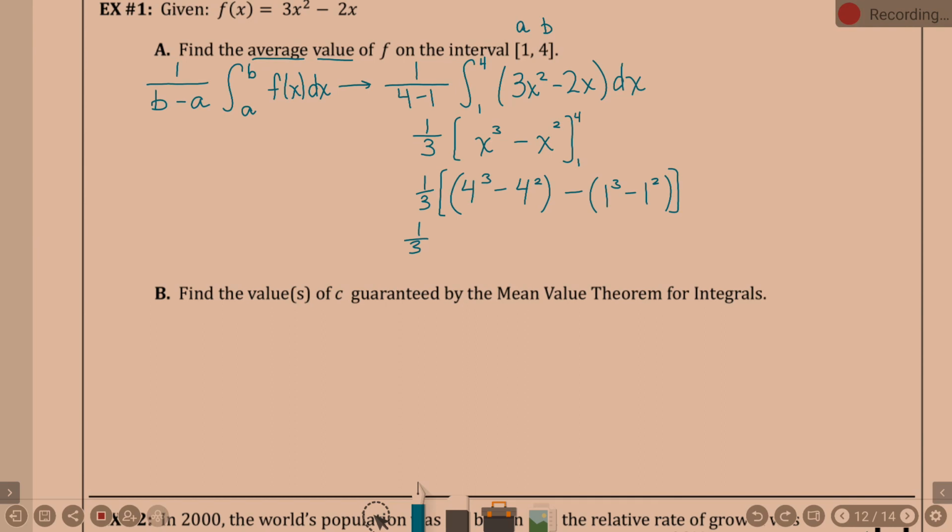4 cubed, it's 4 times 4. What's 16 times 4? No, no, no. Without the calculator. Okay, so here you go.